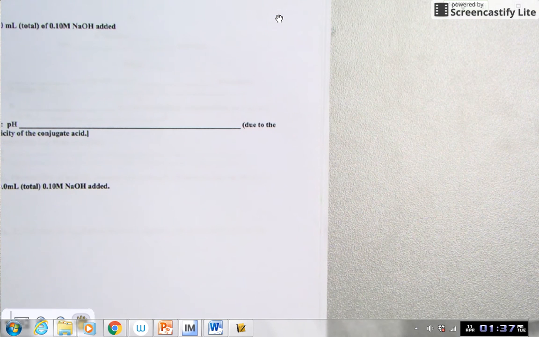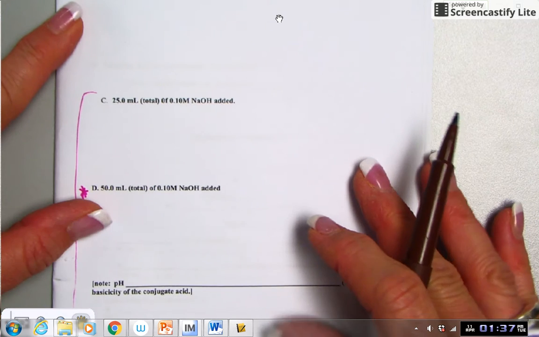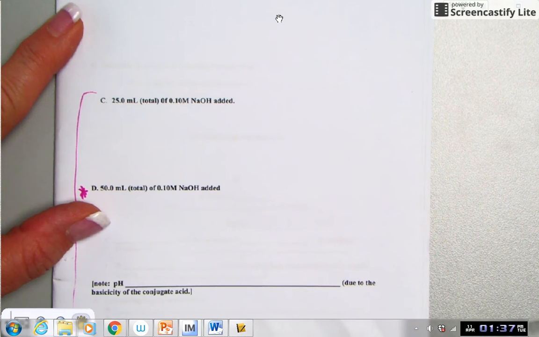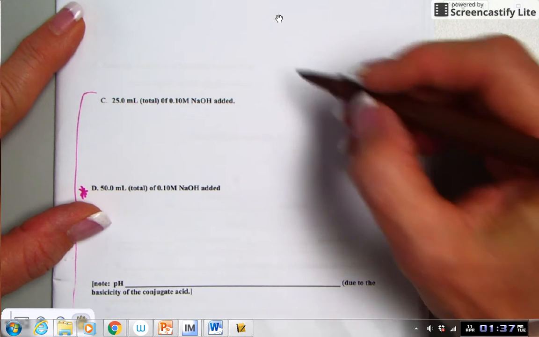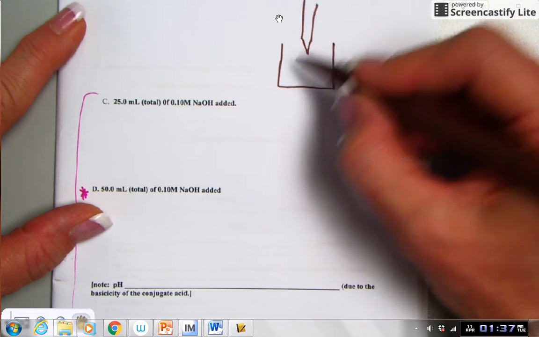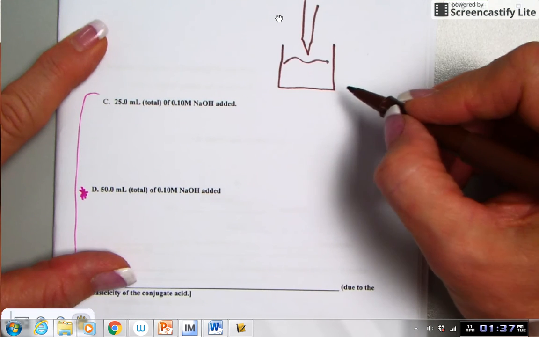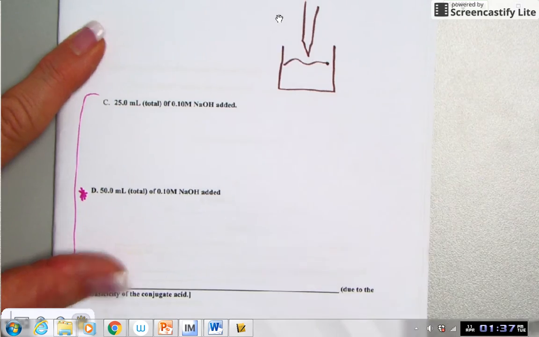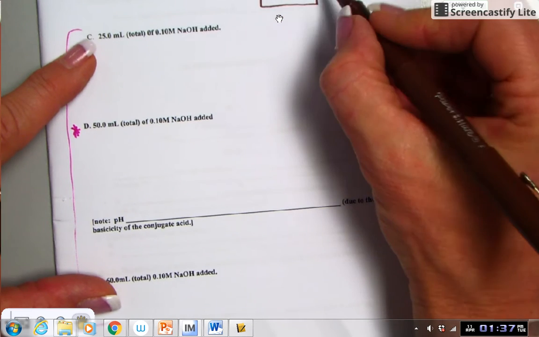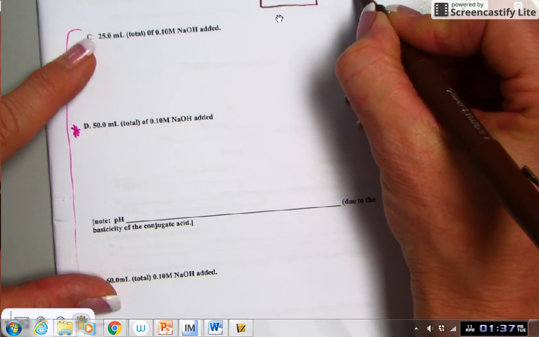Okay, class, so we're going to take a look at the strong base weak acid titration. We're going to look at part C here in our notes. Now remember from the last part that we already had in our beaker we were titrating into, we already figured out from the previous part that we had a total of 5 millimoles, if you remember from class, 5 millimoles of the acid. So we have 5.0 millimoles of the acid.